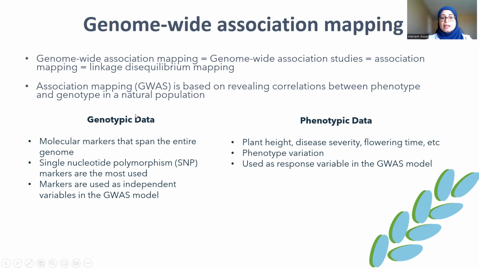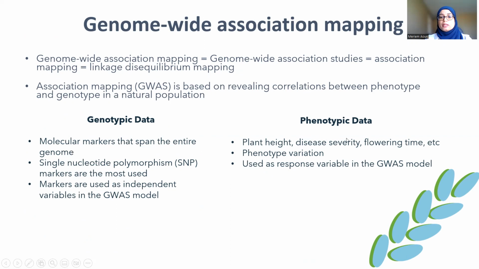The genotypic data consists of markers that are distributed across the entire genome. The most commonly used type of markers are single nucleotide polymorphism markers, or SNPs, and these markers are used as independent variable in the GWAS model.